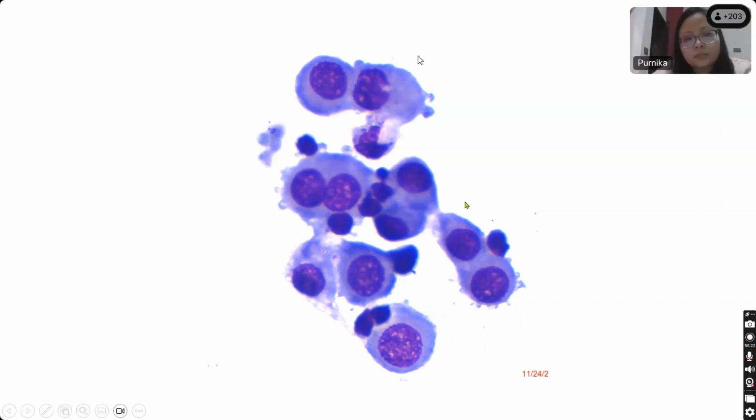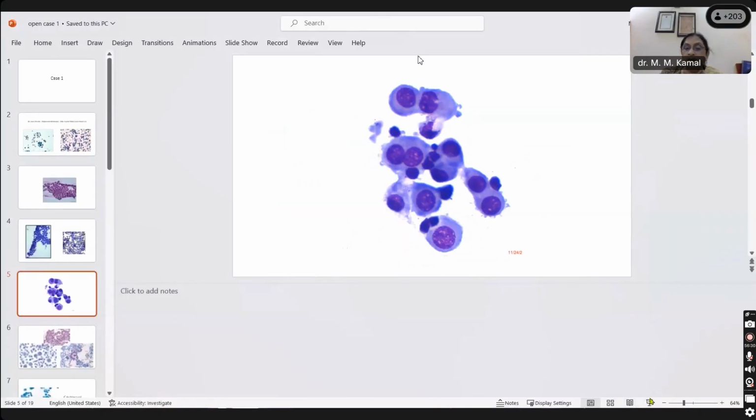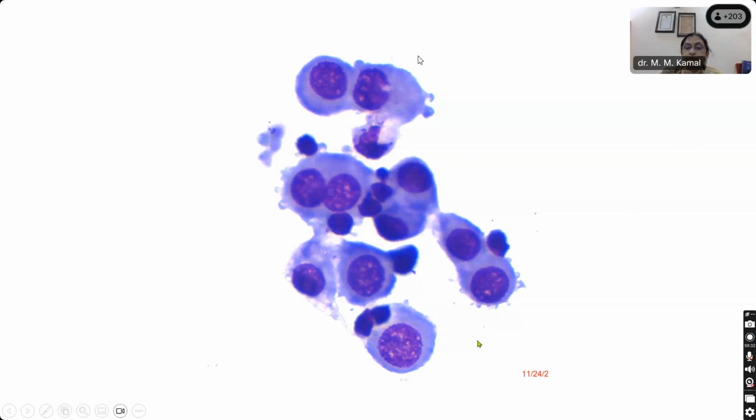And here you can see the binucleation. So you are seeing all these. These pictures are all from my own collection. So what do you think? Is this an increased NC ratio? Are these normal cells or are they atypical? Atypical, ma'am. Why?